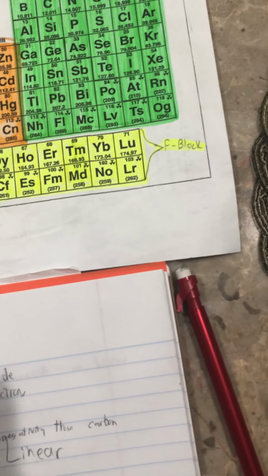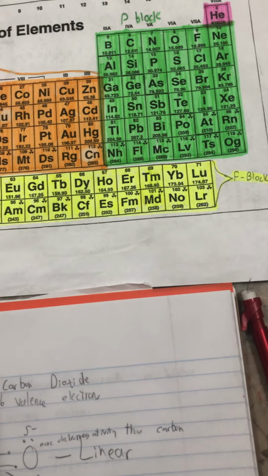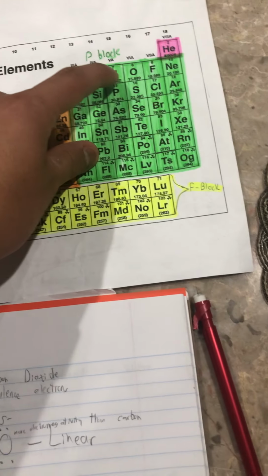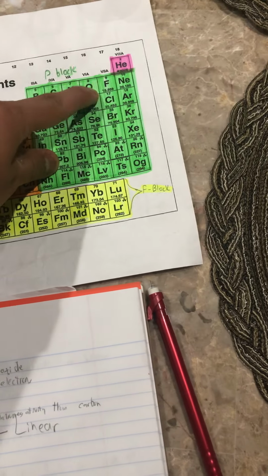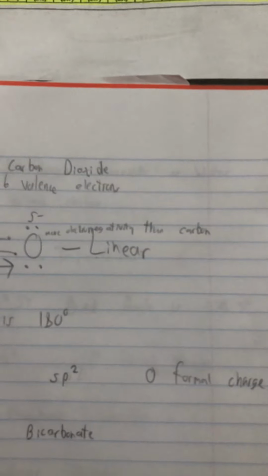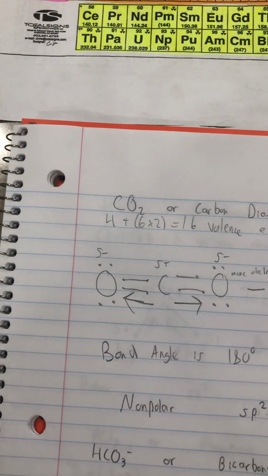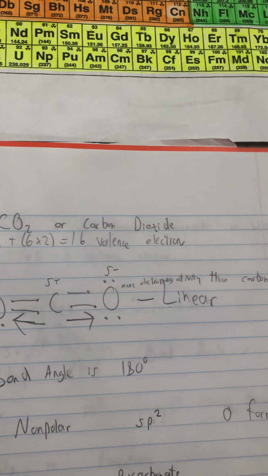The C is in the 1, 2, 3, 4 block, so you put a 4. The oxygen is in the sixth group. Sorry, I said block earlier. 1, 2, 3, 4, 5, 6, and there's 2. So it's 4 plus 6 times 2, which is equal to 16 valence electrons.